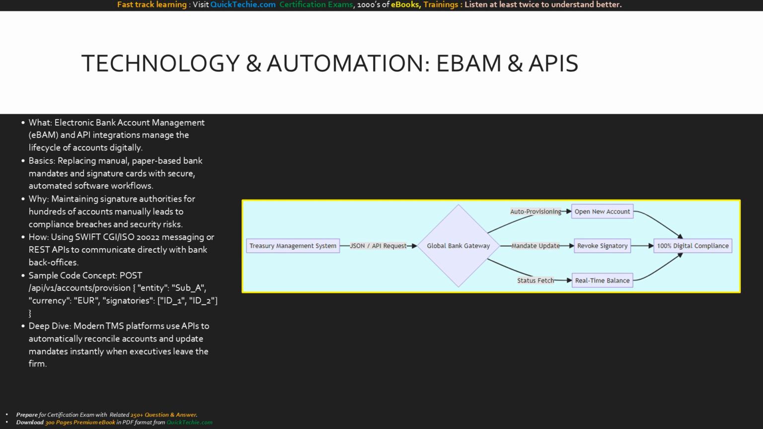This final architecture diagram illustrates the power of API-driven account management. On the left, your treasury management system initiates a JSON or API request. It hits the central node, the global bank gateway. From there, the bank servers instantly execute commands without human intervention, whether it is auto-provisioning to open a new account, a mandate update to revoke a signatory, or a status fetch to grab a real-time balance. All of these automated actions culminate on the right in 100% digital compliance. It represents the ultimate fusion of corporate finance and modern technology.